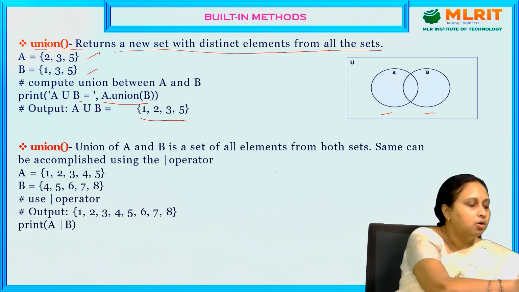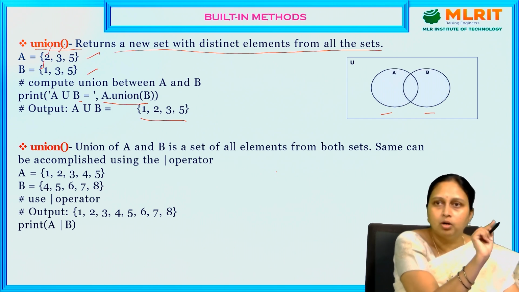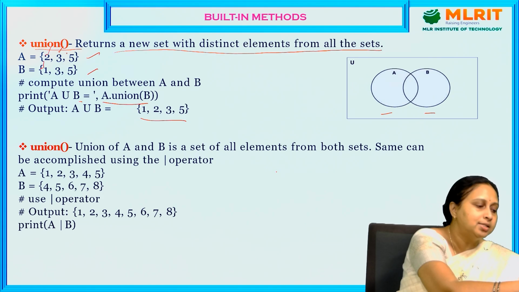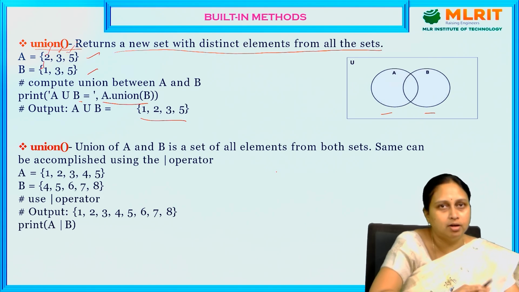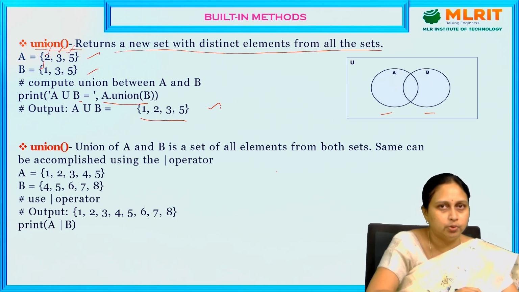Here 1 is there, 2, 3 is repeated in both cases but it takes only one value at a time, and 5 is repeated but it also takes only one value at a time. This is the way the union function works.